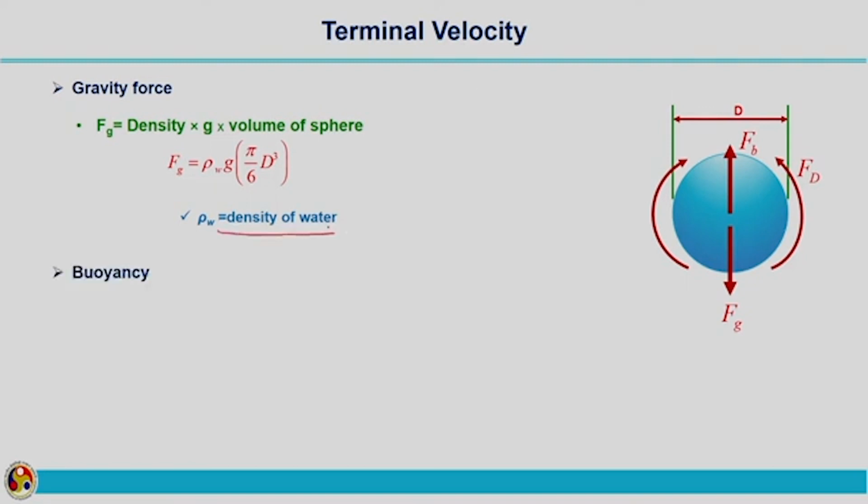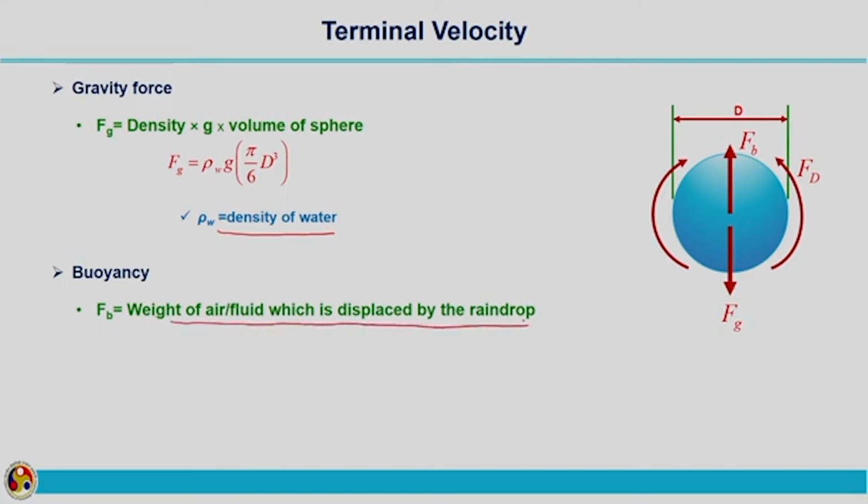Now, coming to the buoyant force, the force due to buoyancy. That is the weight of air or fluid which is displaced by the raindrop. In this case, air is getting displaced by the raindrop. So, the buoyant force also will have a similar expression, but instead of the density of water, we will have the density of air. So, Fb is given by rho a g pi by 6 d cube.